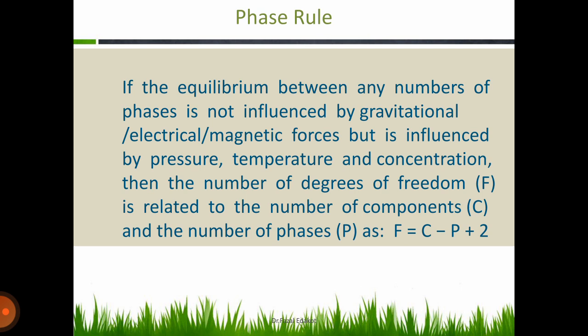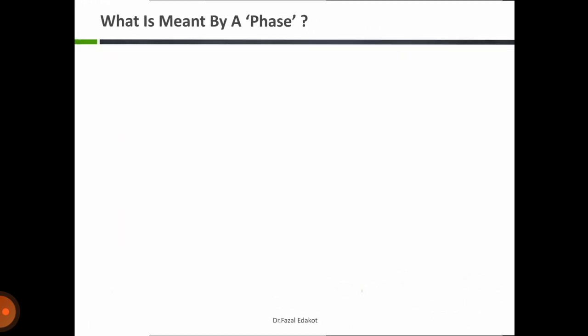So, if the equilibrium between any number of phases is not influenced by gravitational or electrical or magnetic forces, but is influenced by pressure, temperature, and concentration, then the number of degrees of freedom is related to the number of components and the number of phases by the equation F is equal to C minus P plus 2.